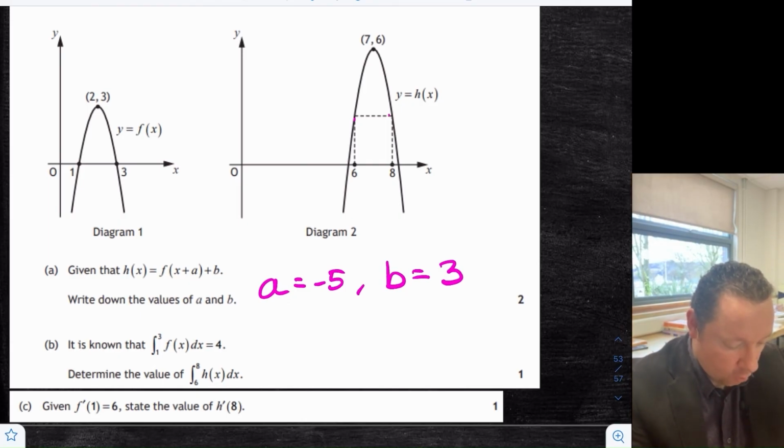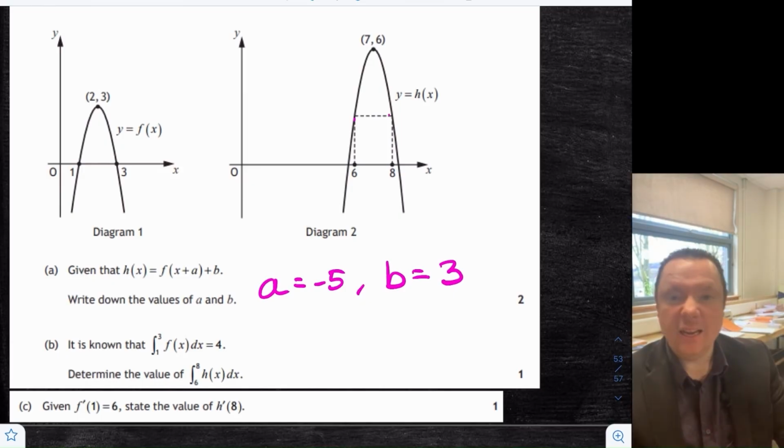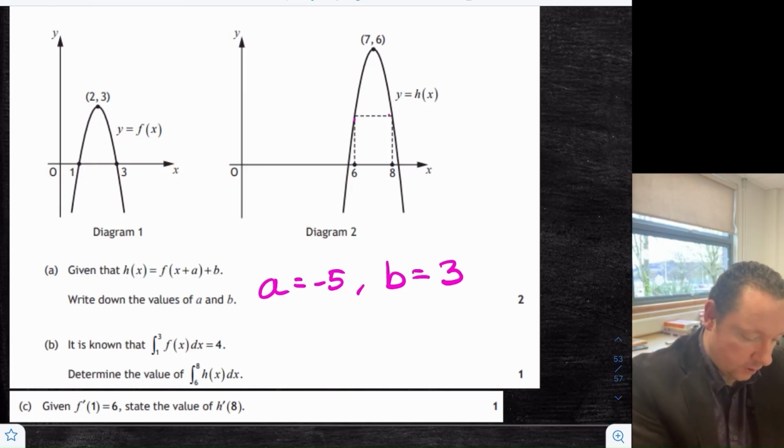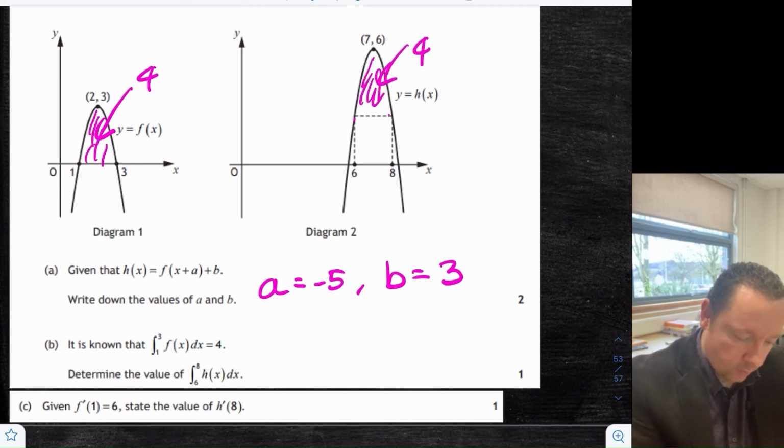So part B says it is known that the integral between 1 and 3 of f of x is 4. What is the value between 8 and 6 of h of x? Well, an integral means an area. So we know that the area under this bit here is 4. So that means over on this graph, since it's just moved up, this whole area here is also 4. And leaving the extra bit between 6 and 8 is just a rectangle.